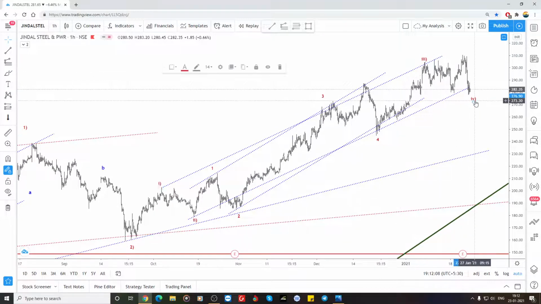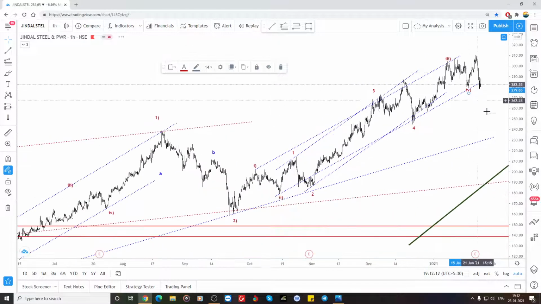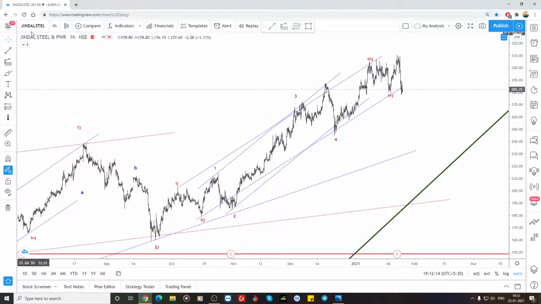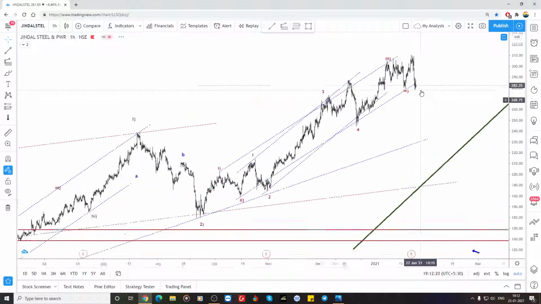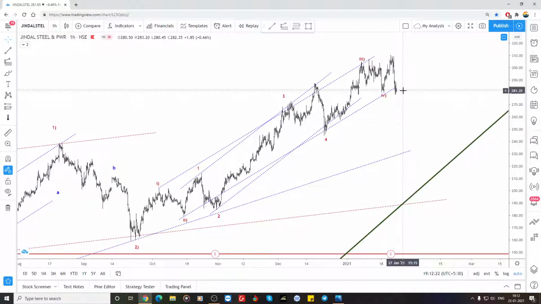Or if it is the end of the fourth wave and the fifth wave has also got, it means we are in the downtrend. So JSW, Hindalco, everything is looking the same in price action. So we need to be very careful for this.